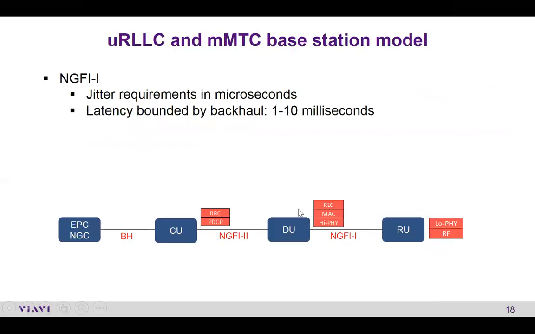The next application is ultra low latency and massive machine type communication. This one is maybe a good one for a double split. Our jitter requirements are obviously very stringent because we are talking about ultra low latency, driverless cars. We are very stringent in terms of jitter. But our latency is okay. Still, we are talking about millisecond type of applications. So this is an architecture that could work for this type of application, double split.